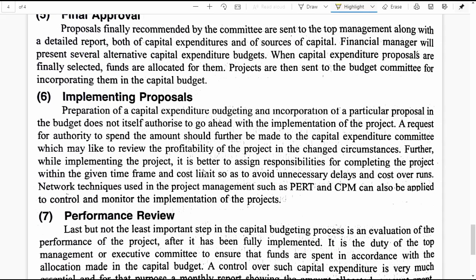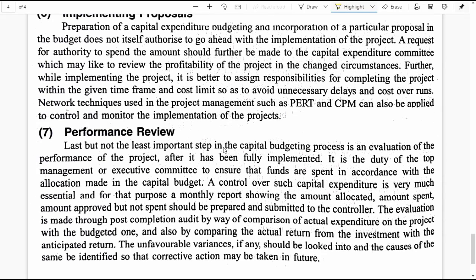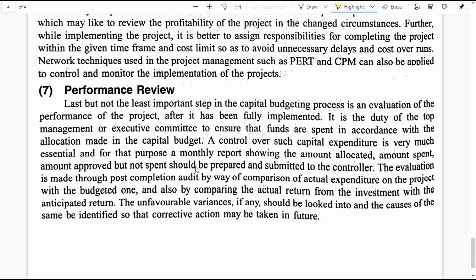The seventh point of consideration here as step in capital budgeting process is performance review. Through this step, an evaluation of performance of the project after it has been fully implemented is done. It is the duty of the top management or executive committee to ensure that the funds are spent in accordance with the plan. And moreover, a control over such capital expenditure is very much essential, and for that purpose a monthly review report showing the amount allocated, amount spent, amount approved but not spent should all be prepared and submitted to the controller.